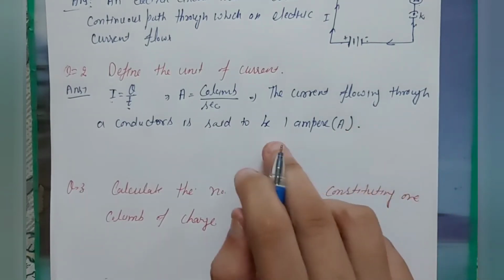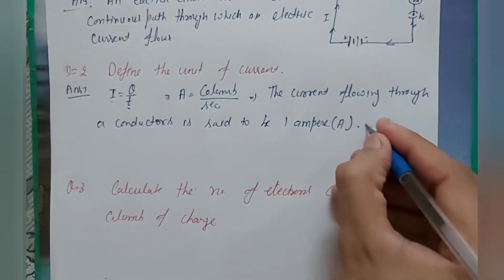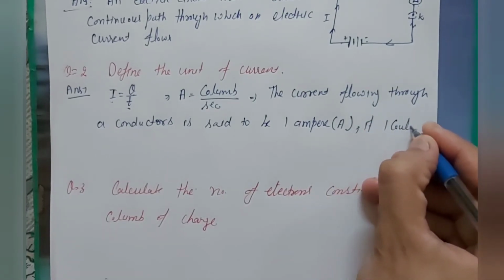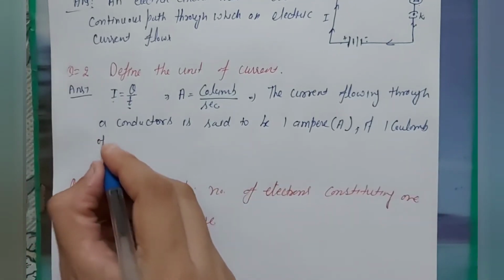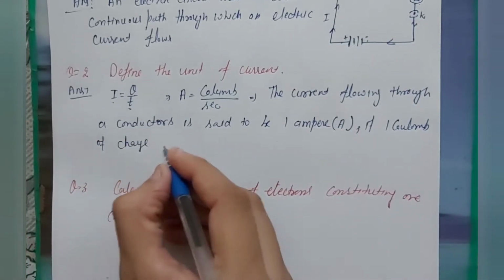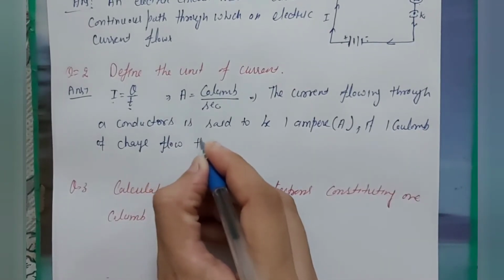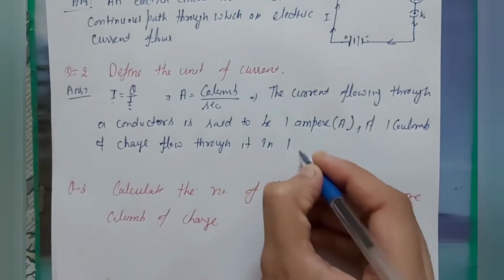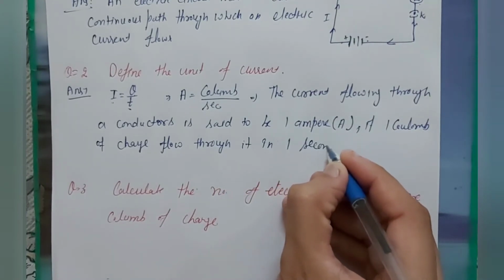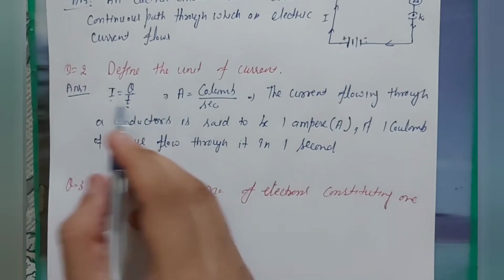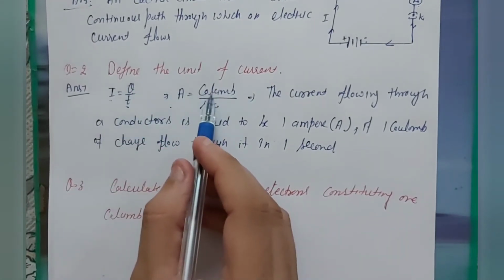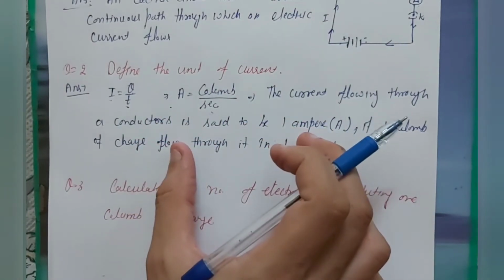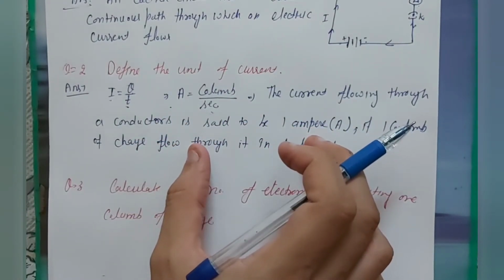The current is 1 ampere if 1 coulomb of charge flows through it in 1 second. Dear students, when 1 coulomb of charge flows in 1 second, this is known as 1 ampere, and ampere is the SI unit of electric current.